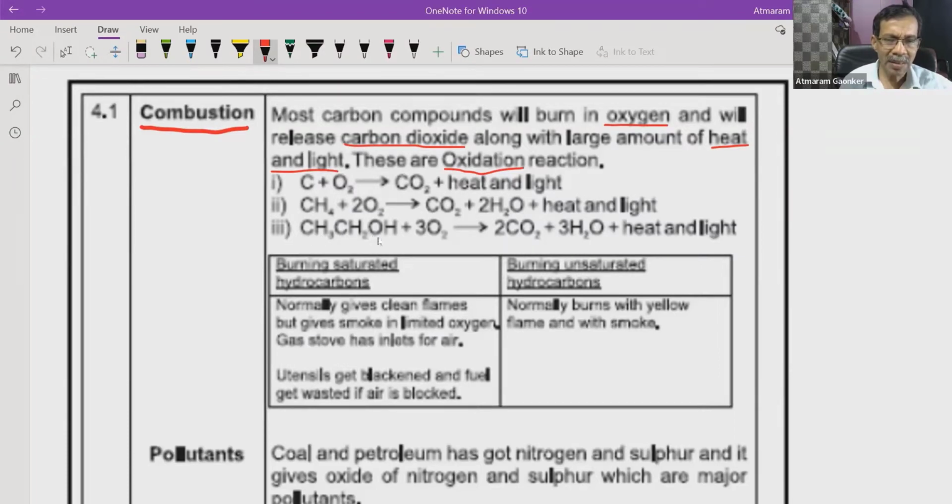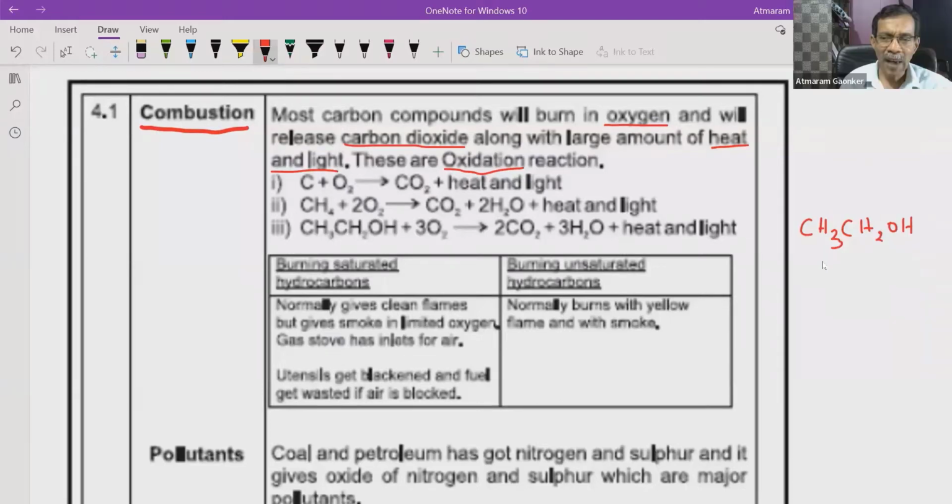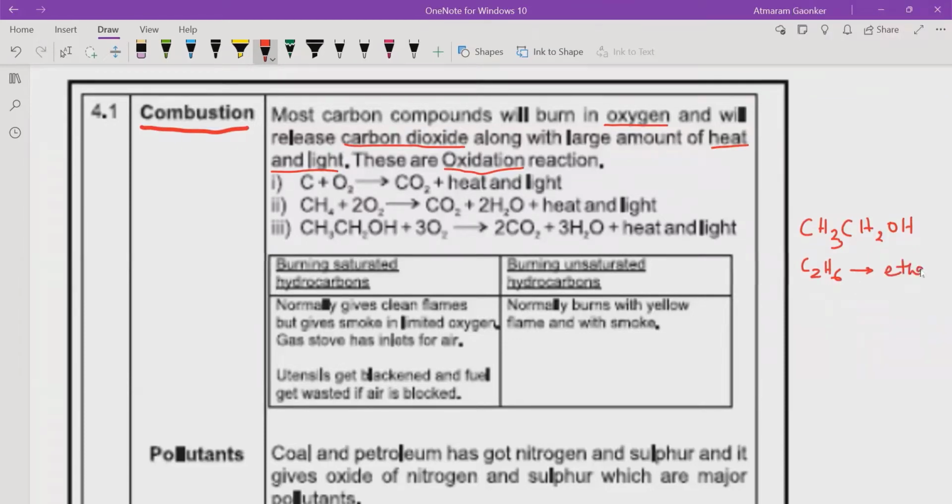What is this, CH3CH2OH? Can you tell me? Because we have so far now learned the nomenclature. CH3, CH2, OH. How many carbons are there? 2. When 2 carbons are there, actually it should be C2H6. What is C2H6? Is it methane or ethane? Ethane, right. It is ethane.